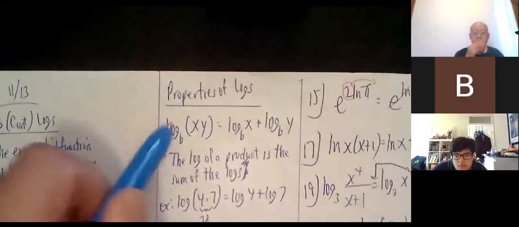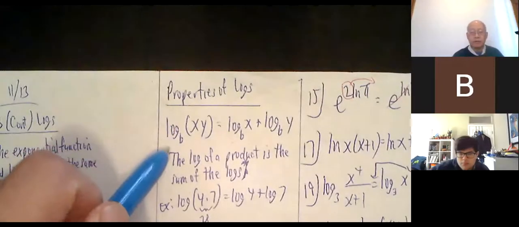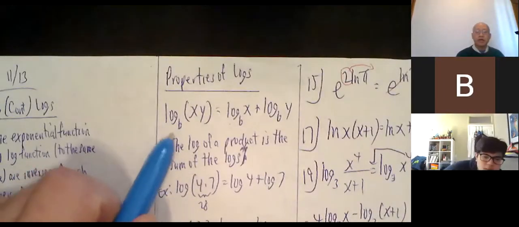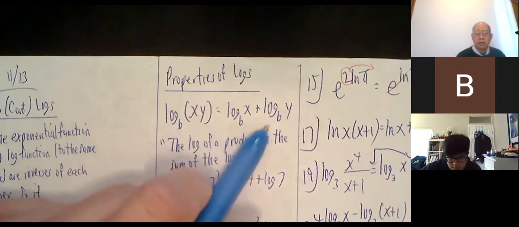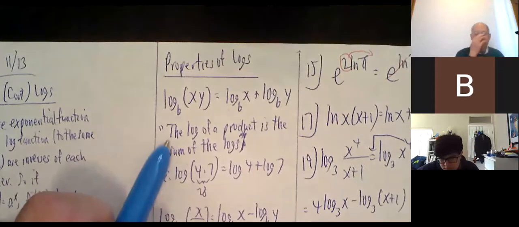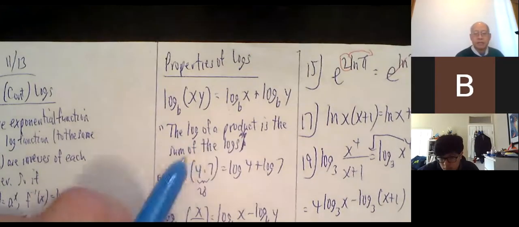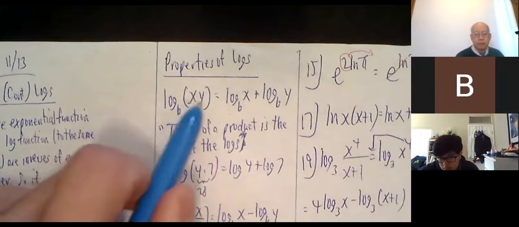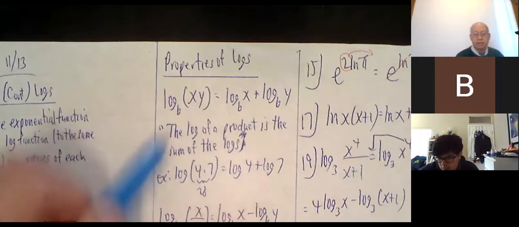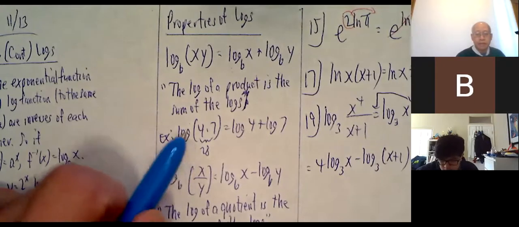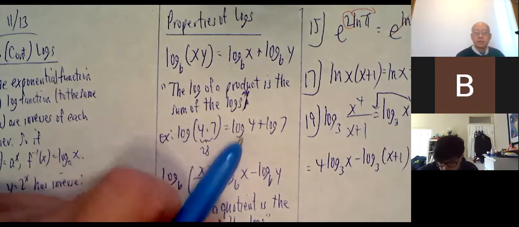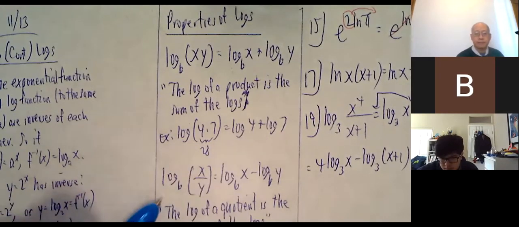Okay, and rehash again the properties of logs. I've said it before, I'm going to dig a little bit deeper. Log base b of xy is log base b of x plus log base b of y. Language, the log of a product is the sum of the logs. Okay, so here you multiply, here you add, that's what it says. Okay, so example, log of 28, log of 4 times 7, log 4 plus log 7.